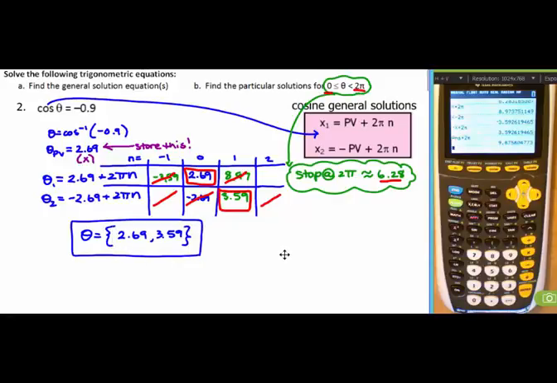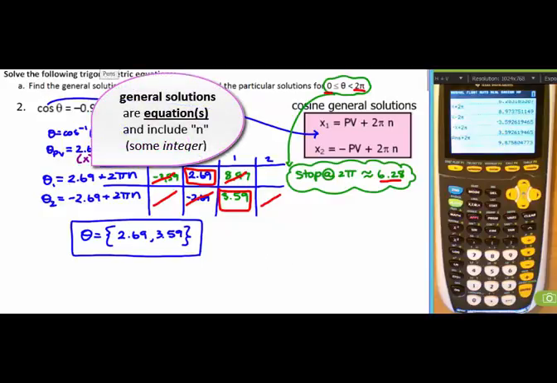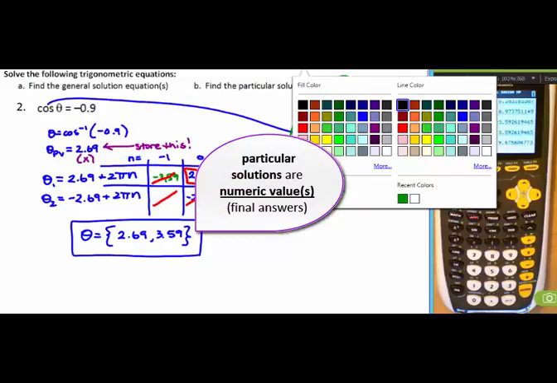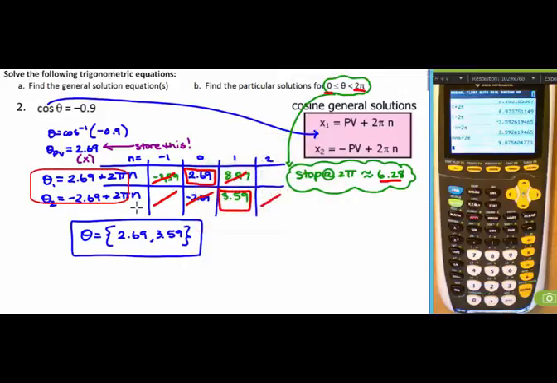So that's our theta. Okay, so then remember your general solutions are the equations. So we do have both, and you'll always want to make sure that you're paying attention and you're recording both as your answers. Okay, so we've got our general solutions and our particular solutions.